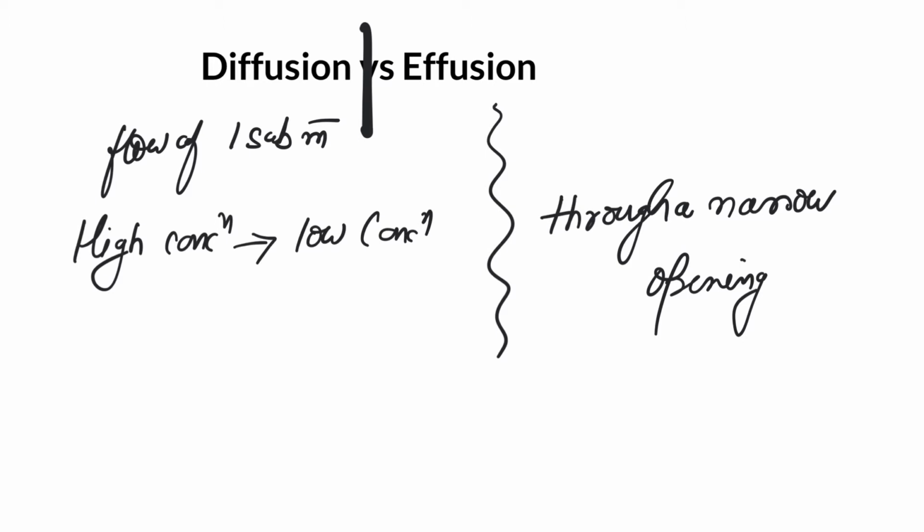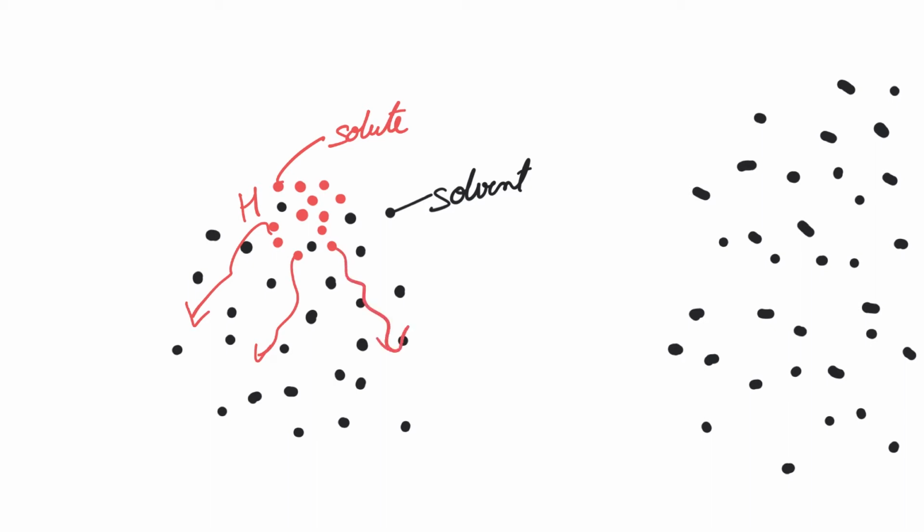So let's try to visualize it as much as possible. Here you can see two scenarios. Right now, the red here, let's say, is the solute. The black here is the solvent. Now, how do we decide this? Whichever is more, that's the solvent, right? So the solute is highly concentrated at this position. It will try to flow to the areas where it's low concentrated. There's no orifice or anything like that. So this is the classical case of diffusion.